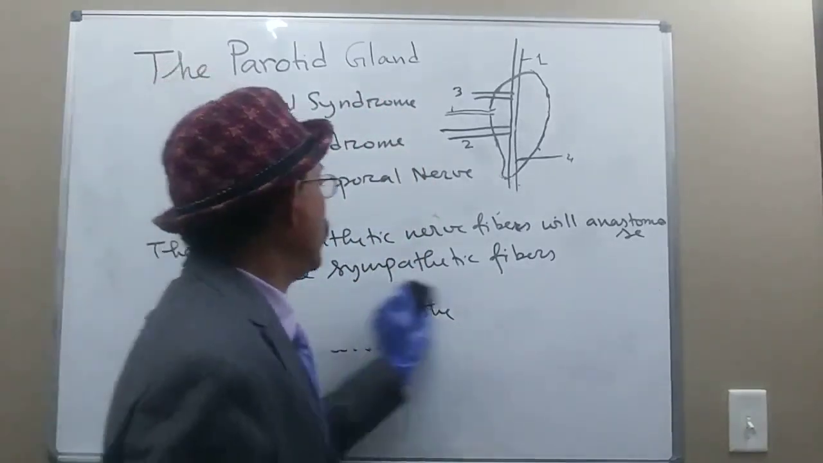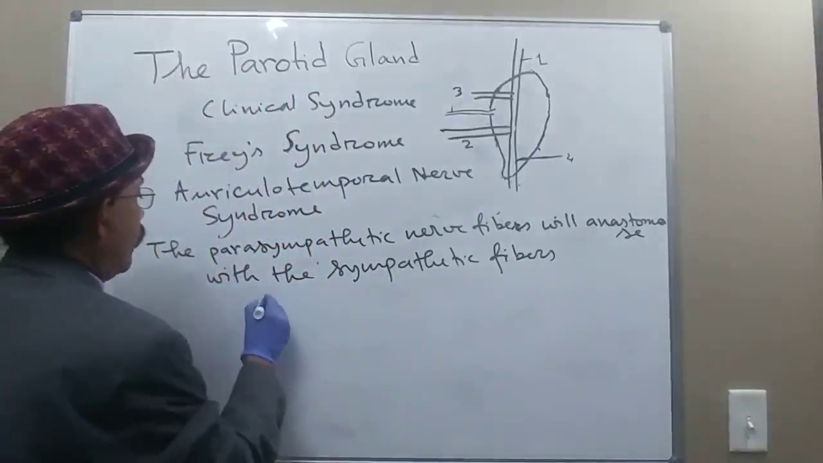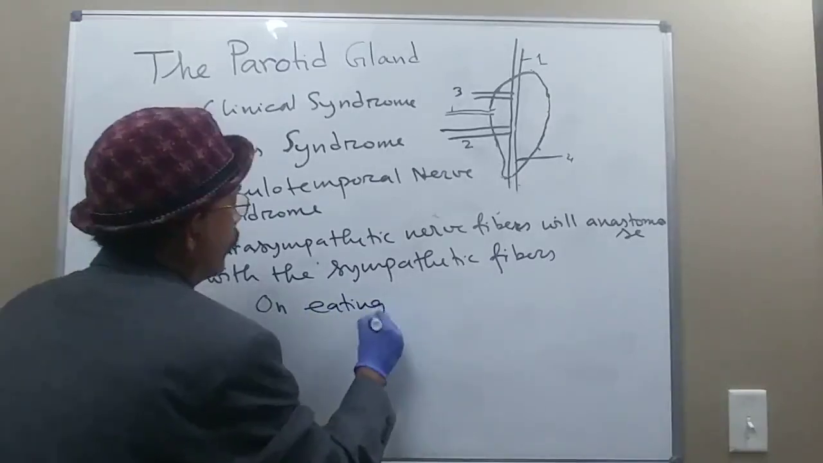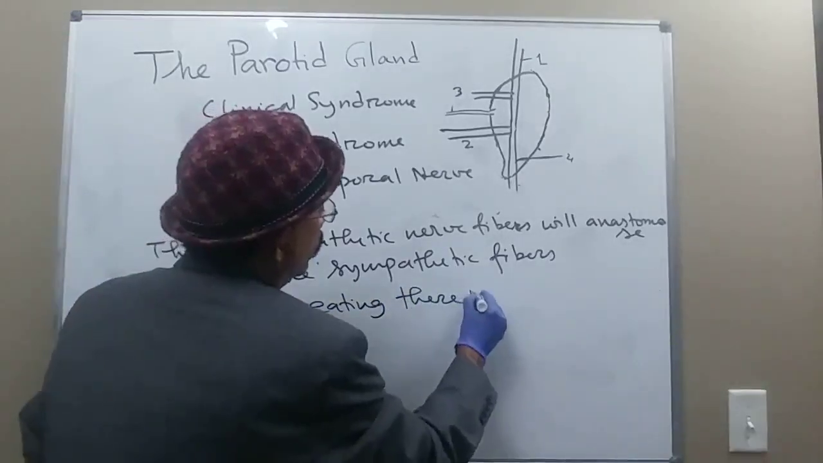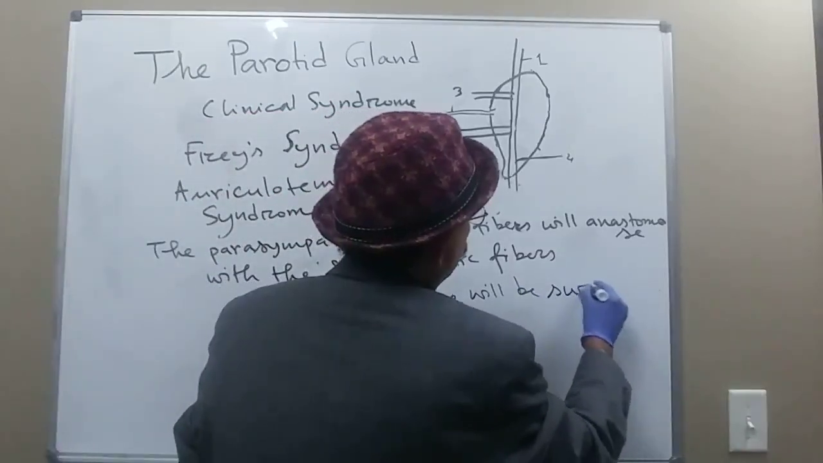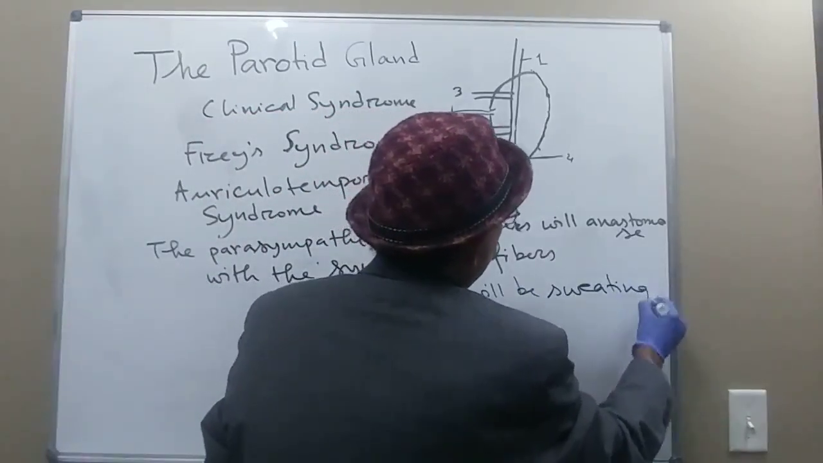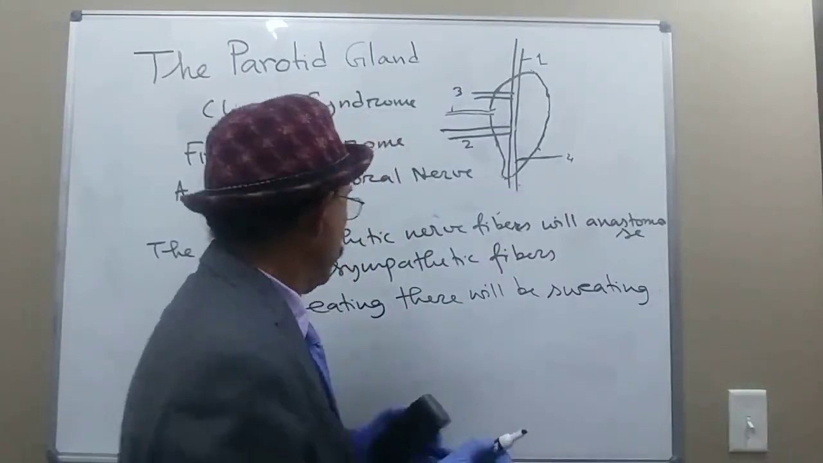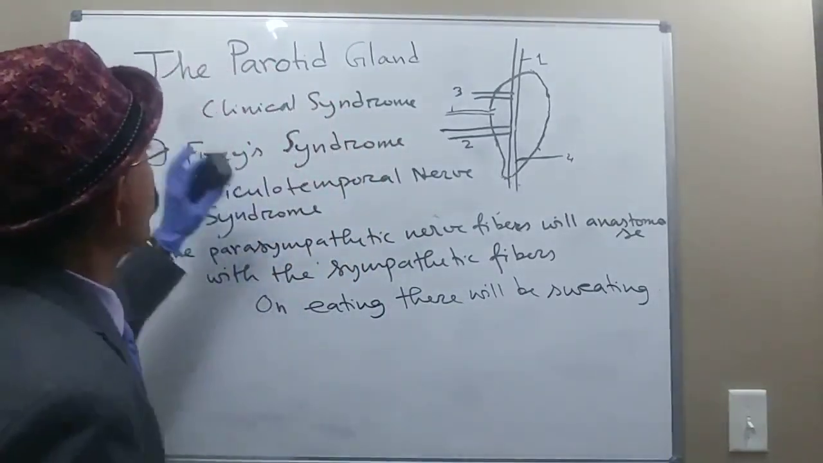So on eating, there will be sweating, especially around the parotid gland, around the temple or auricle. So that is another clinically important point.